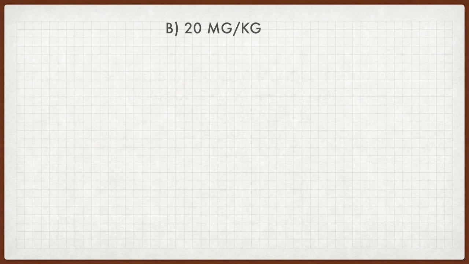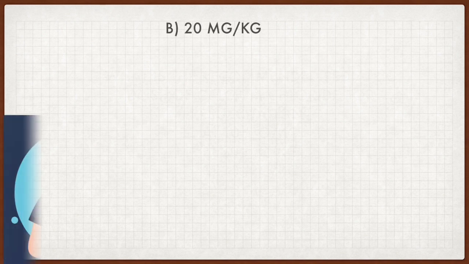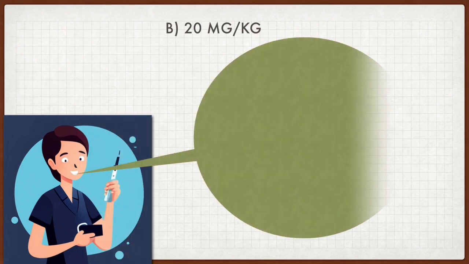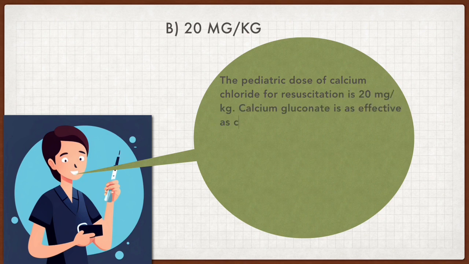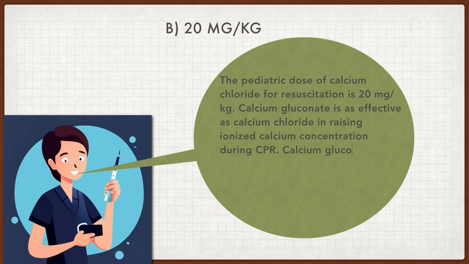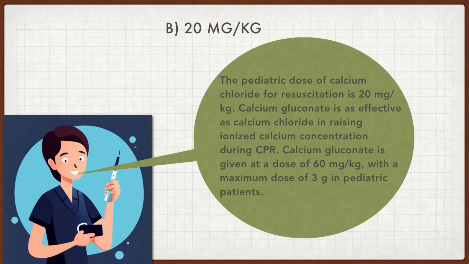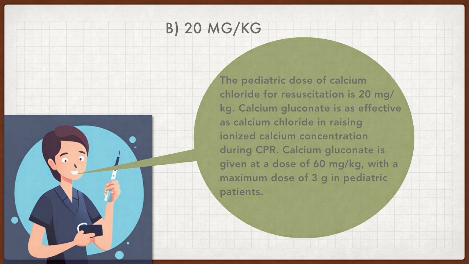B. 20 mg/kg. The pediatric dose of calcium chloride for resuscitation is 20 mg/kg. Calcium gluconate is as effective as calcium chloride in raising ionized calcium concentration during CPR. Calcium gluconate is given at a dose of 60 mg/kg, with a maximum dose of 3 grams in pediatric patients.